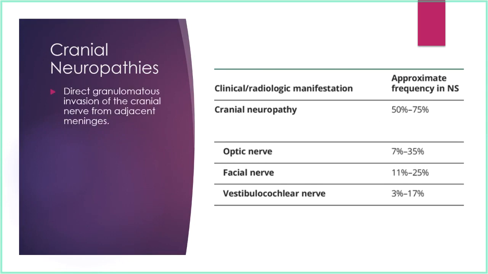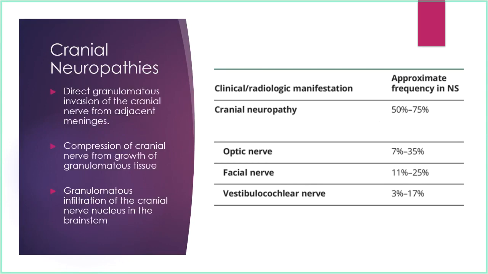So to separate these out a little bit, here are some percentages on how common cranial neuropathy is in neurosarcoidosis. And yes, this definitely shows itself in clinical practice. I think it's from two different pathologies, as you can see on the left. One, I've explained, is that as the meninges thicken, these nerves are at risk for direct compression.